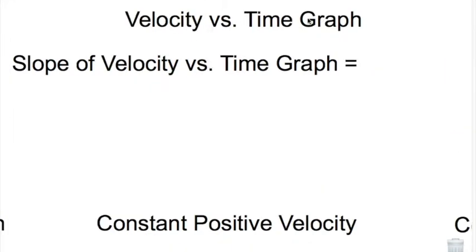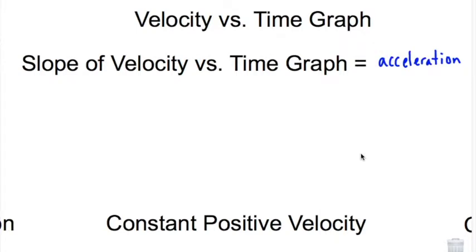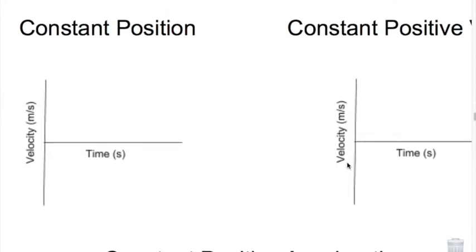For a velocity versus time graph, the slope of a velocity versus time graph is acceleration. So, if we've got a velocity versus time graph, notice now the axis says velocity and time. Before it was position and time, now it says velocity and time. If we have a constant position, that means we're not moving. If we're not moving, that means the velocity is 0. So this whole time the velocity must be 0, like that.